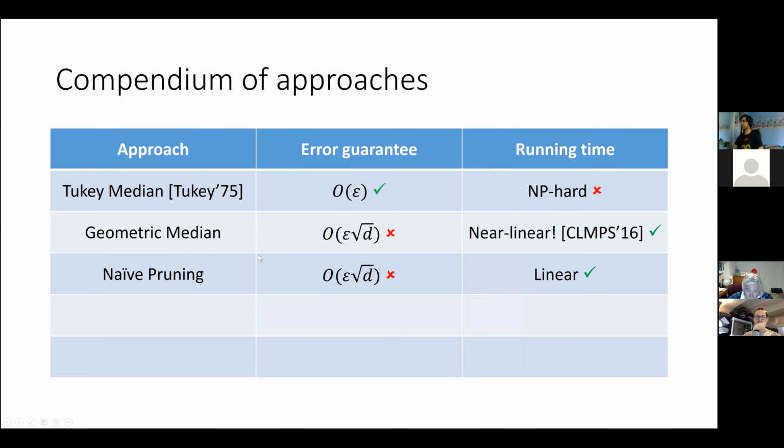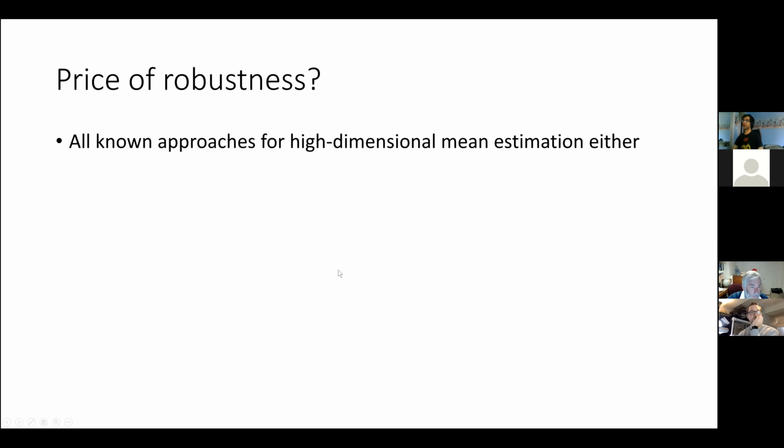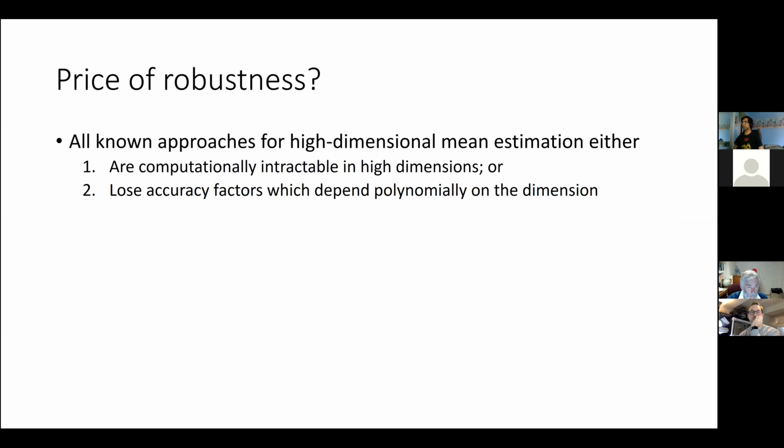And these trends continue. There are other approaches, for example, naive pruning, which I won't describe, is fast but not accurate. There's a tournament approach, which is accurate but not fast. And we could keep going. There are a lot of different approaches. But the point is that all the known approaches before our work had one of these two problems. They were either computationally intractable in high dimensions, that is NP-hard or something like it, or they lose accuracy factors which depend polynomially on the dimension. Even in 100 dimensions, this will be an extra factor of 10. It gets even worse from there. 1,000,000 dimensions would be a factor of 1,000.